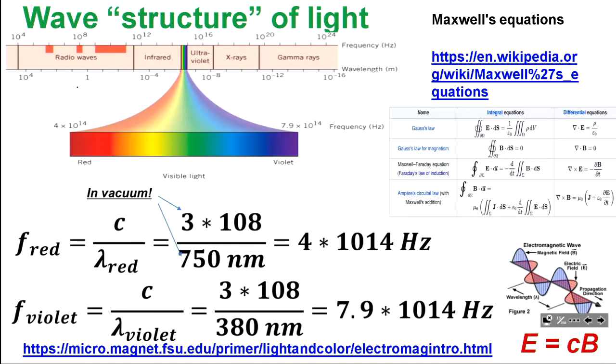So that should be 14th. That's 10 to the 14th. Those are the frequencies which limit the visible spectrum. Well, of course, it doesn't limit the spectrum of electromagnetic waves. Infrared, ultraviolet, etc., exist.